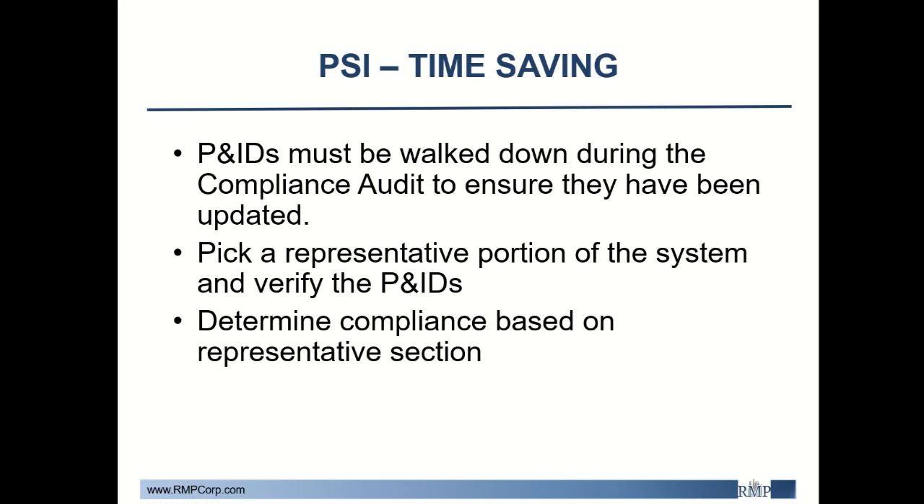You want to make sure that you pick a representative portion of the system to verify the P&IDs. So for example, if you have a large facility, you don't want to walk the entire P&IDs down. You want to pick a portion of it, say for example 10% of the P&IDs, and determine whether or not the current field condition is representative of what the P&IDs state. You also want to determine compliance based on a representative section, as I said.